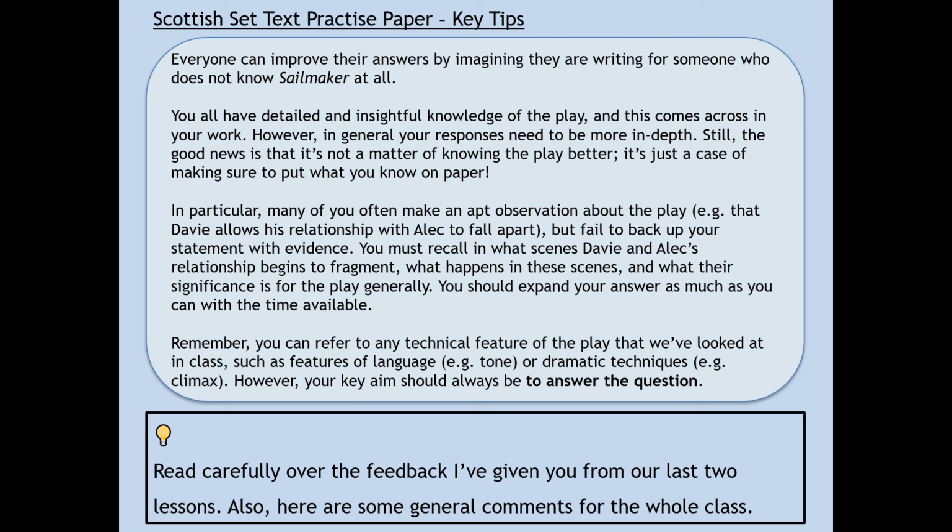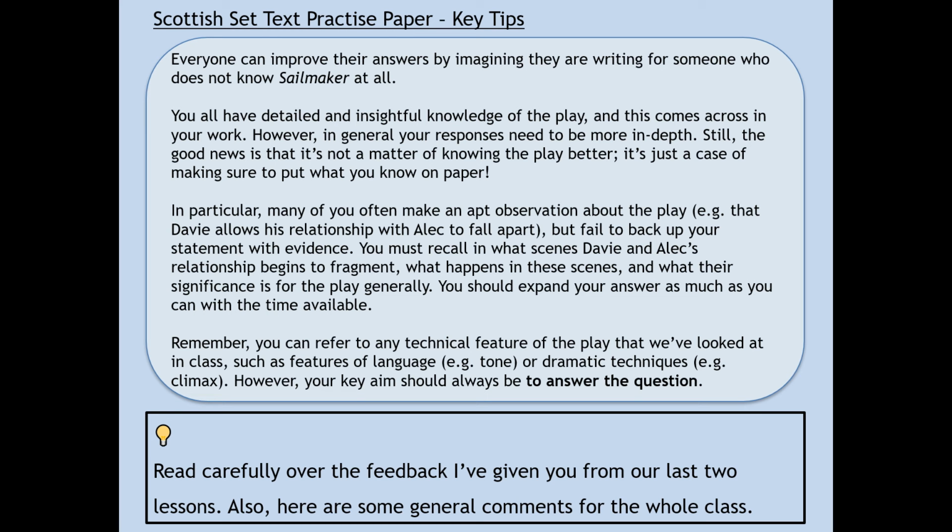Everyone can improve their answers by imagining they are writing for someone who does not know Sailmaker at all. You all have detailed and insightful knowledge of the play, and this comes across in your work. However, in general, your responses need to be more in-depth. Still, the good news is that it's not a matter of knowing the play better, it's just a case of making sure to put what you know on paper.